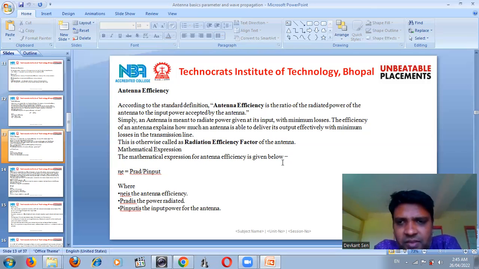The mathematical expression for antenna efficiency is given below. Eta is equal to P radiated upon P input. It is the ratio of radiated power to the input power.